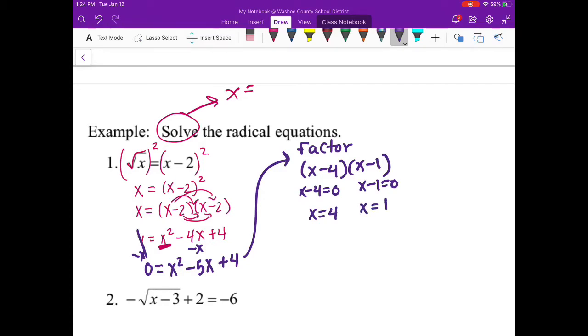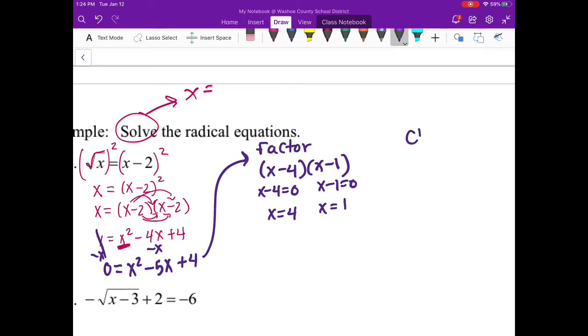So we need to check to see which answer is going to be correct. So here's my step where we are checking. Okay, so we need to always check. If you don't, it could be that it's not the right answer, so then you're gonna miss the point. Okay, so I'm gonna go for my check.